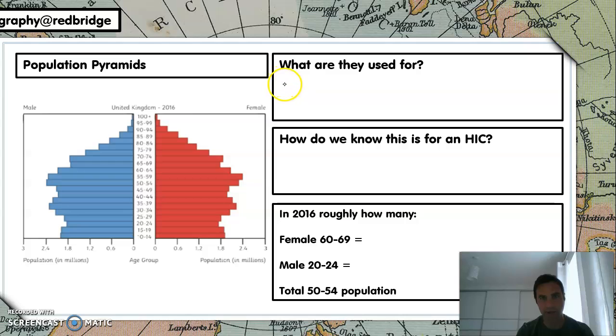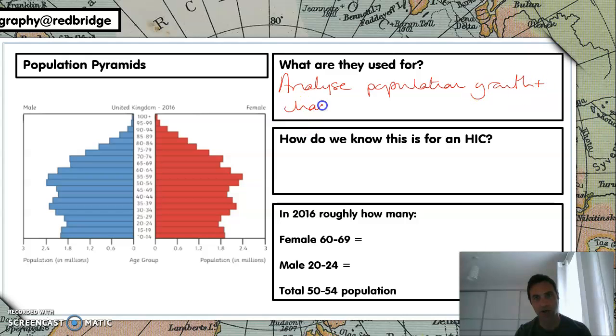Right, okay, so time for some answers then. So what we are looking at here is, what are they actually used for? Well, they are used to analyse population change, population growth and change, and obviously they allow you to plan for the future. Okay, that's the key thing. Population pyramids allow you to plan for the future.